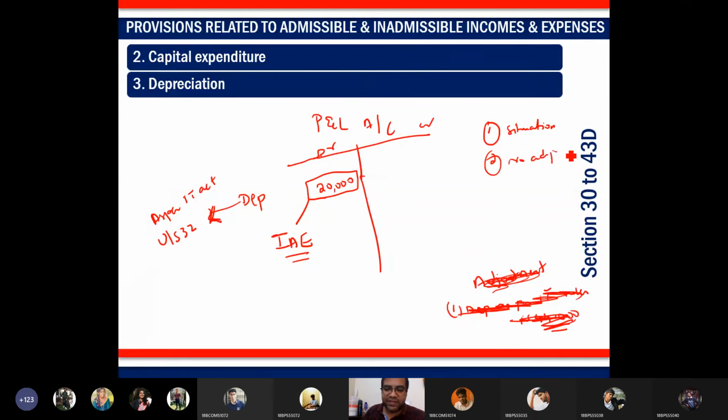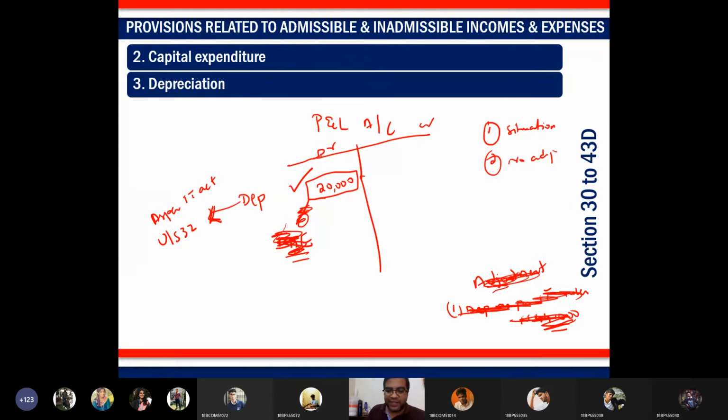In the second situation, no adjustment is there. In that case, whatever is given in the profit and loss account, this itself will be assumed to be the right depreciation as per section 32. We will assume this itself is the correct depreciation. So these are the two possibilities which you will get in every problem we solve. So don't go blank, right? So these are the two situations related to depreciation.